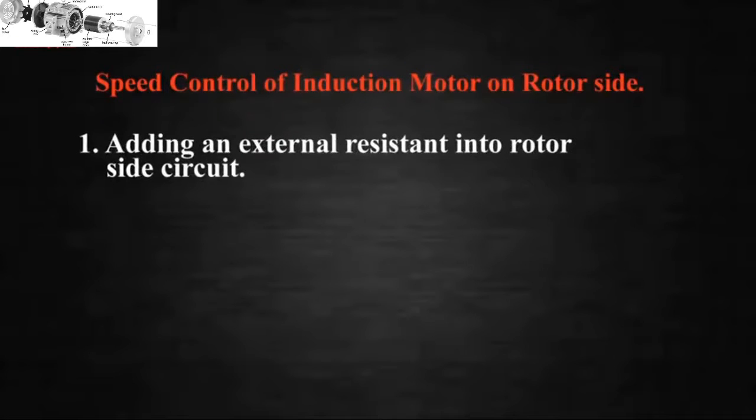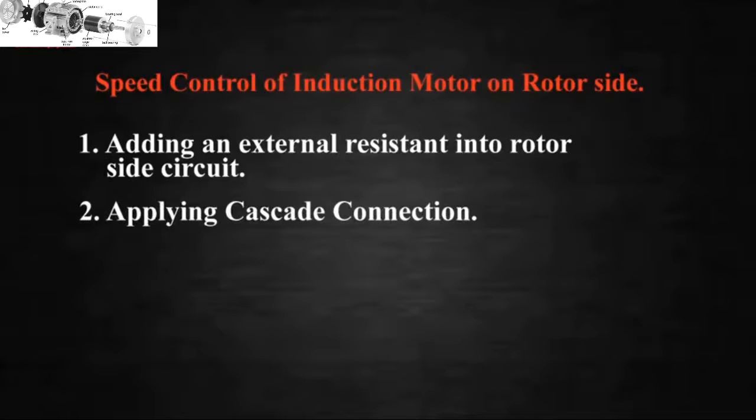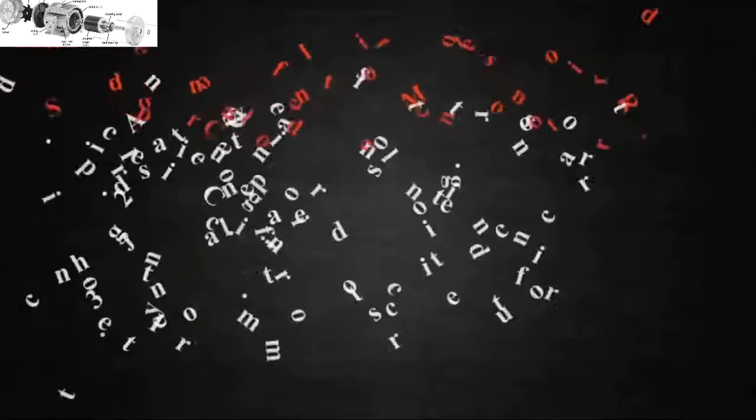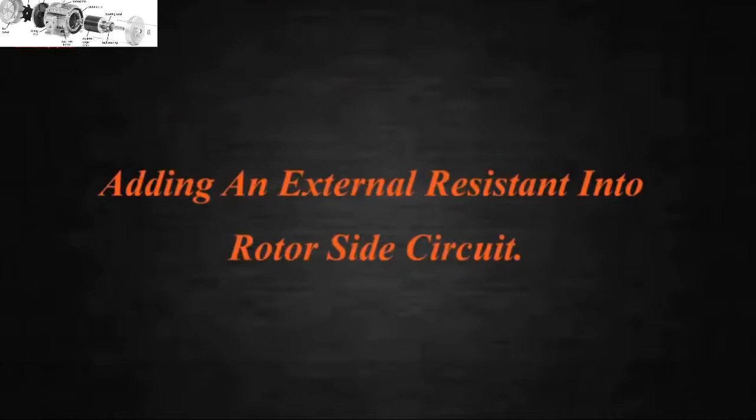The speed control of an induction motor by controlling the rotor side can be subdivided into several speed controlling methods such as adding an external resistance into the rotor side circuit, applying cascade connection, and injecting EMF into the rotor side circuit of the motor. Adding an external resistance into the rotor side circuit.